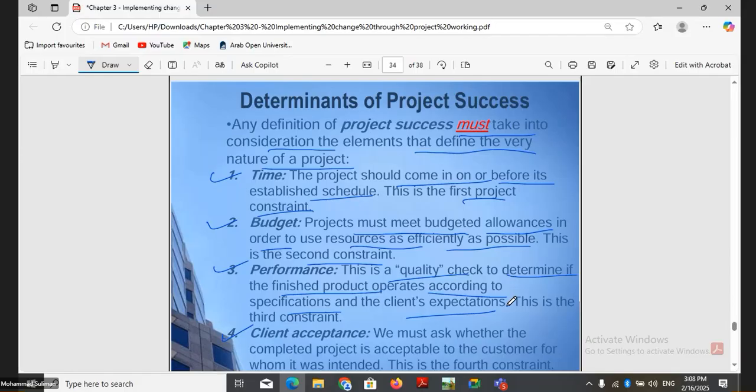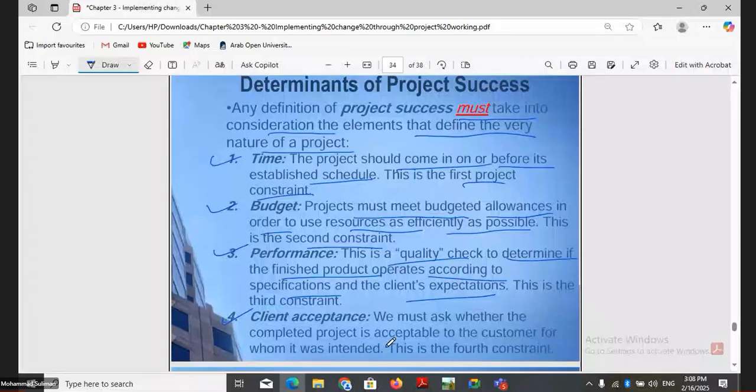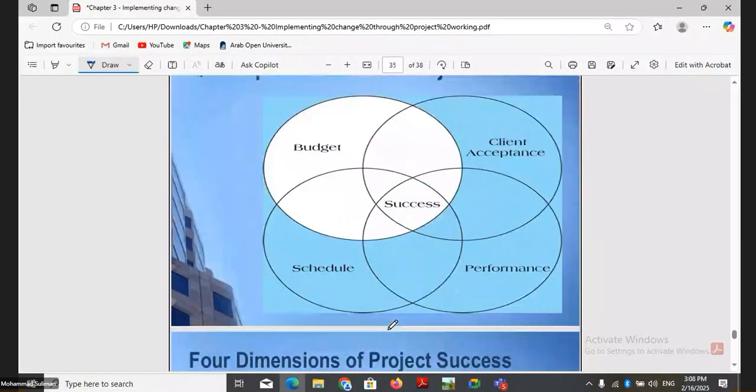So these are the 4 different points, like 4 constraints, that we set for any successful project. If you want to say that a project is successful, check these 4 constraints. The project is on time, the project is on budget, the performance of the project, and the client acceptance of the project. Then we say it is a successful project. So for that, we put a small graph here, or you can say a map here. The quadruple constraints of the project are the budget, schedule, performance, and client acceptance. If you are meeting all these 4, that is the success of the project.